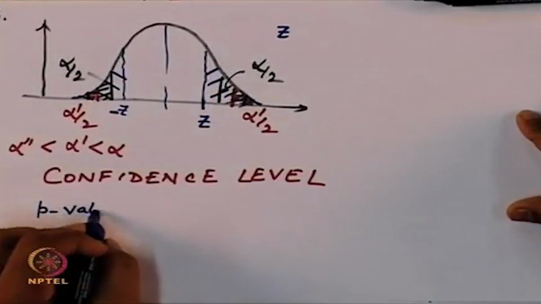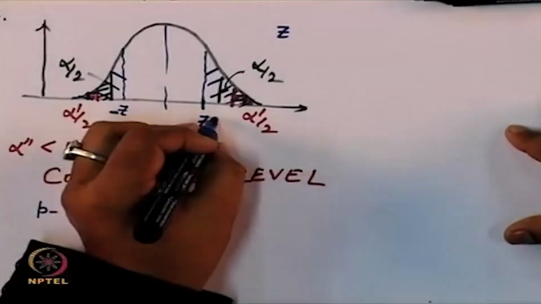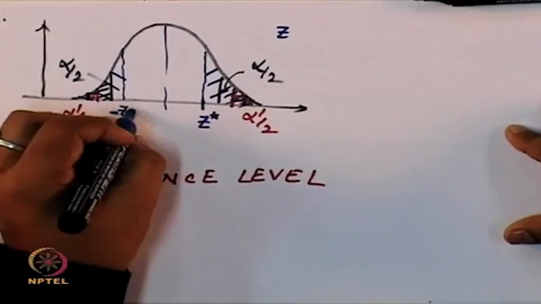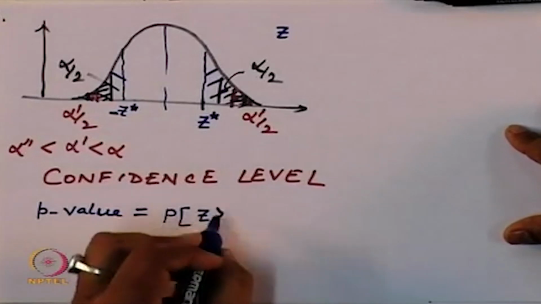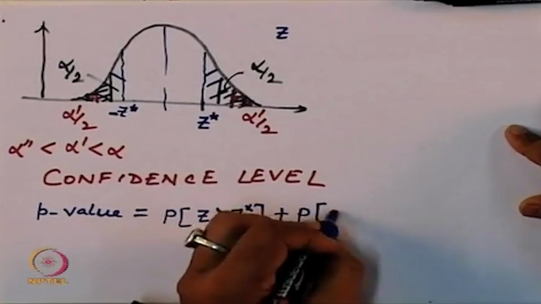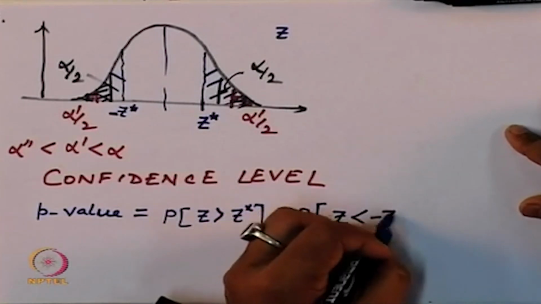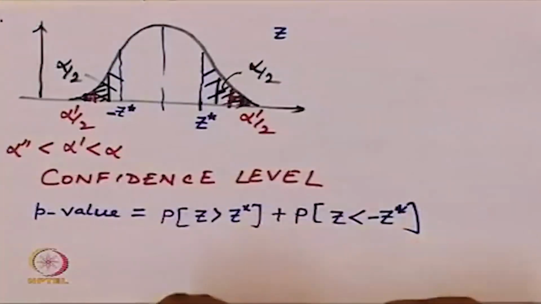In other words, if I label this point at z star, then the p value is the probability that my Z is either greater than z star, or the probability that Z is less than minus z star. Okay. So, you can have various levels of confidence.